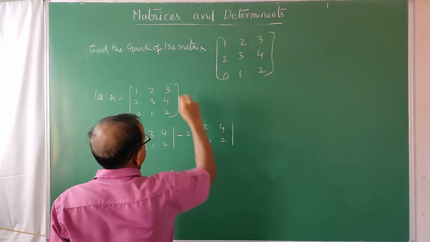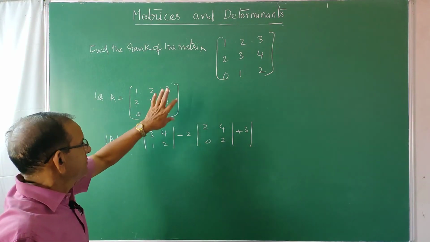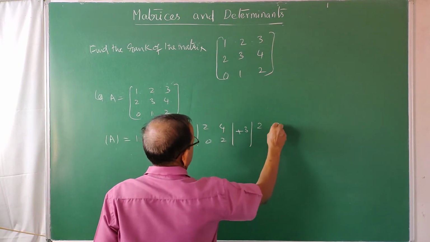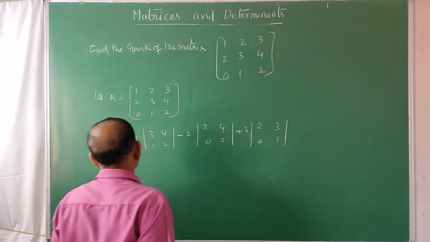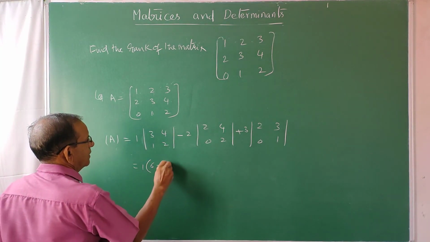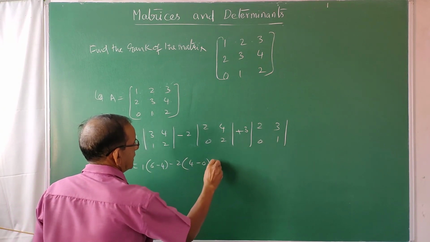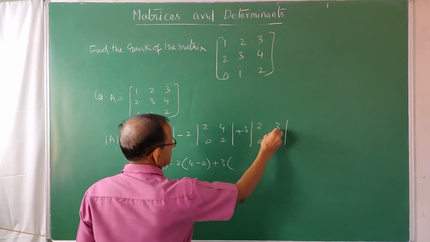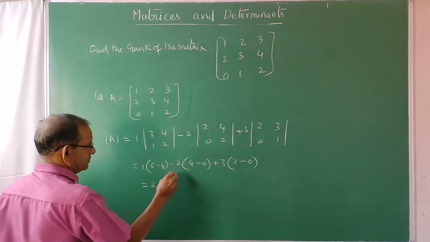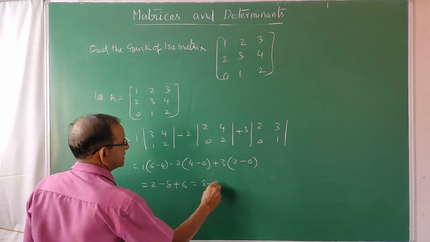Plus 3 into its cofactor. It is first row third column, 1 plus 3, so you will get plus sign only. 2, 3, 0, 1 you have to take. So this is 1 into 6 minus 4, minus 2 into 4 minus 0, plus 3 into 2 minus 0. So equal to plus 2 minus 8 plus 6. So equal to 8 minus 8, that is 0.